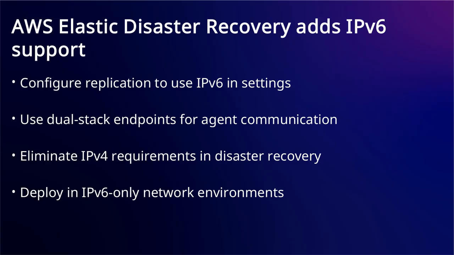This enables you to use dual-stack endpoints for agent-to-service communication and data replication. You can eliminate the need for IPv4 addresses in your disaster recovery setup entirely. You can deploy AWS DRS in IPv6-only network environments to meet your network modernization requirements. Your existing replication configurations continue to use IPv4 by default and are not affected by this change.